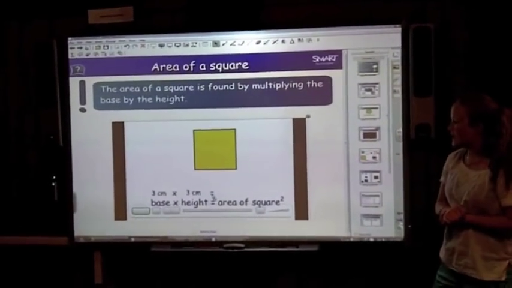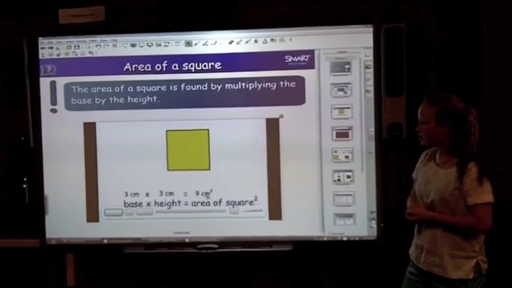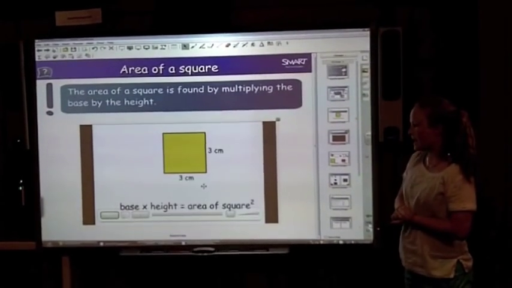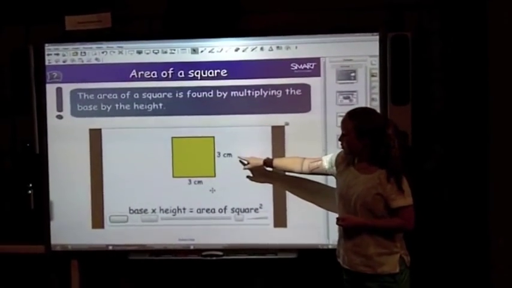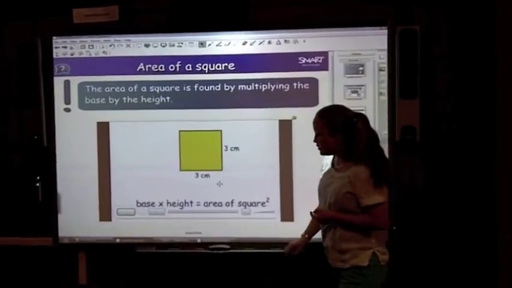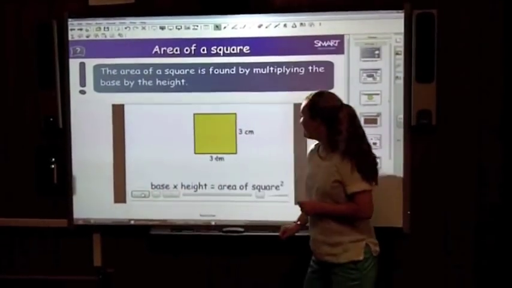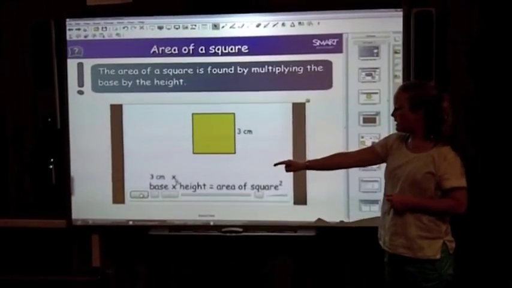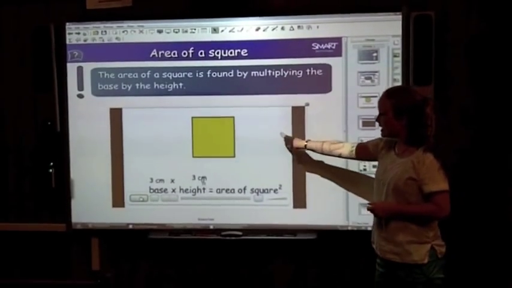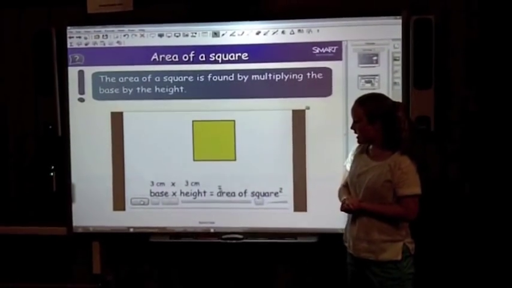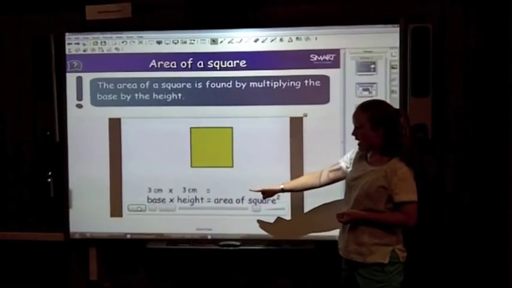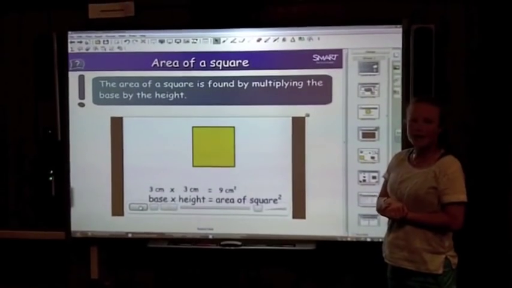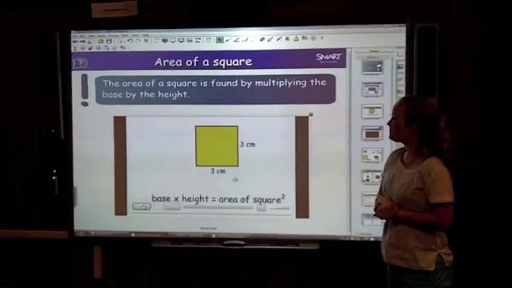The next slide is an actual video here where you can show the area of a square is found by multiplying the base by the height. Here it shows 3 centimeters on both sides. You can hit the play button, and the smartboard will take 3, put it over the base, and put the multiplication sign, and then drag 3 centimeters over the height, and then put the equal sign, and 3 times 3 is 9 centimeters squared, and that is the area of that square.